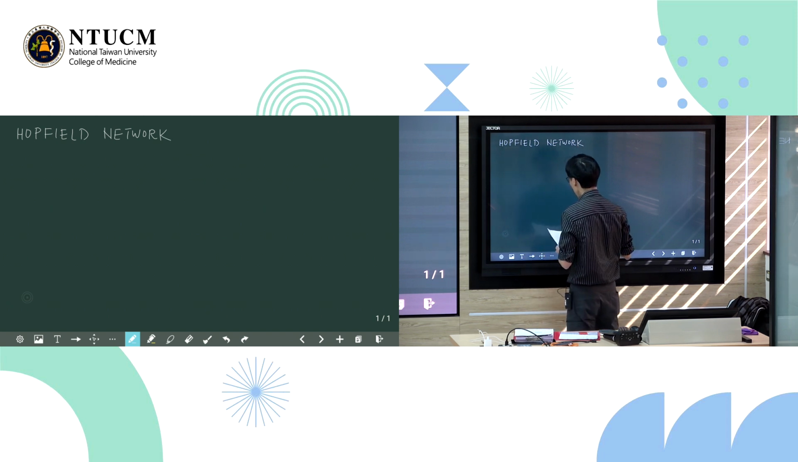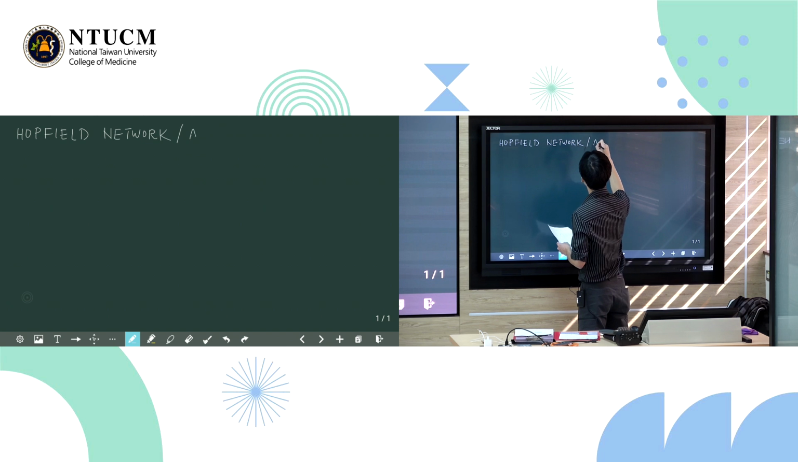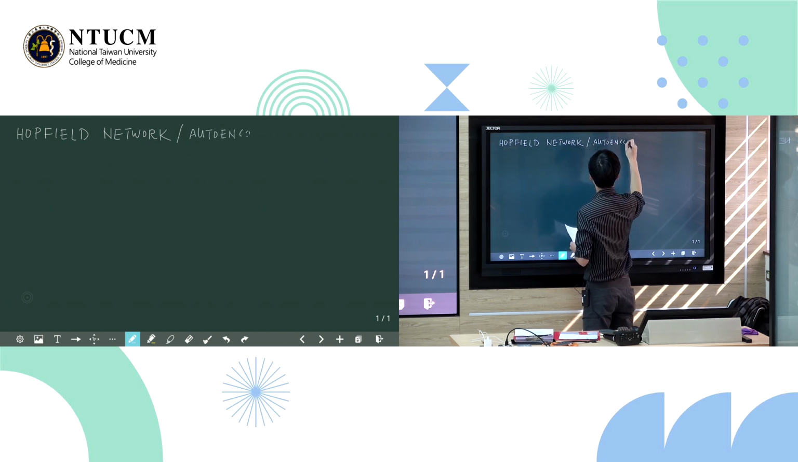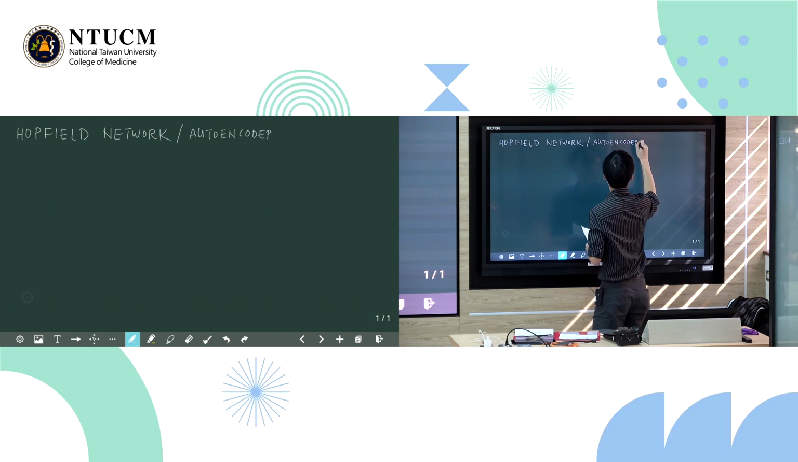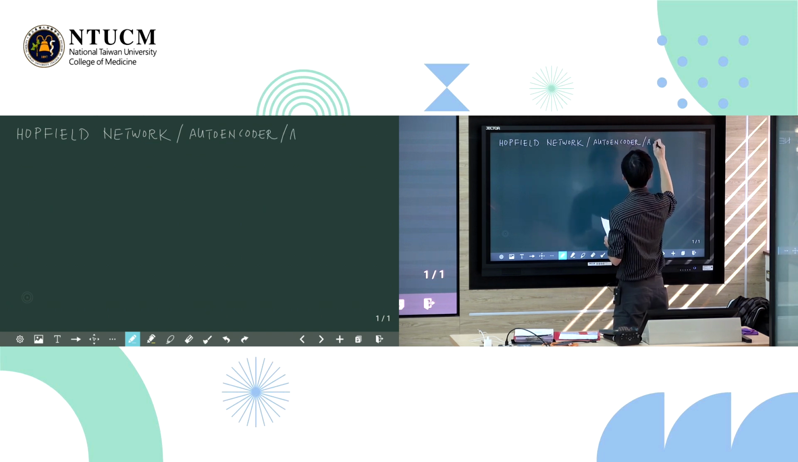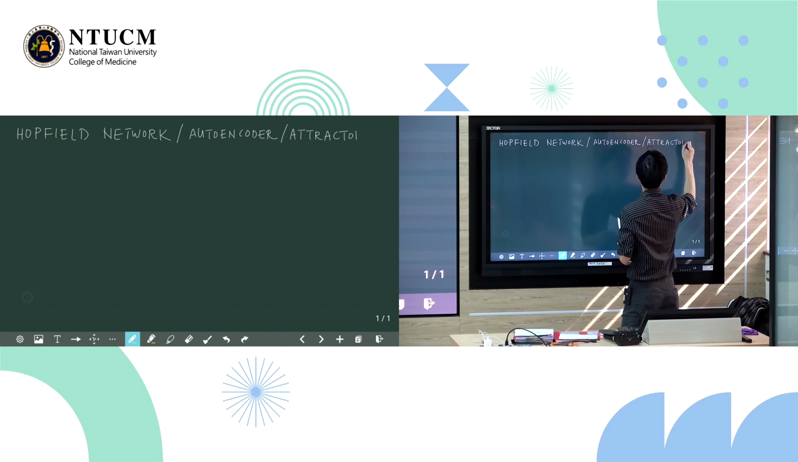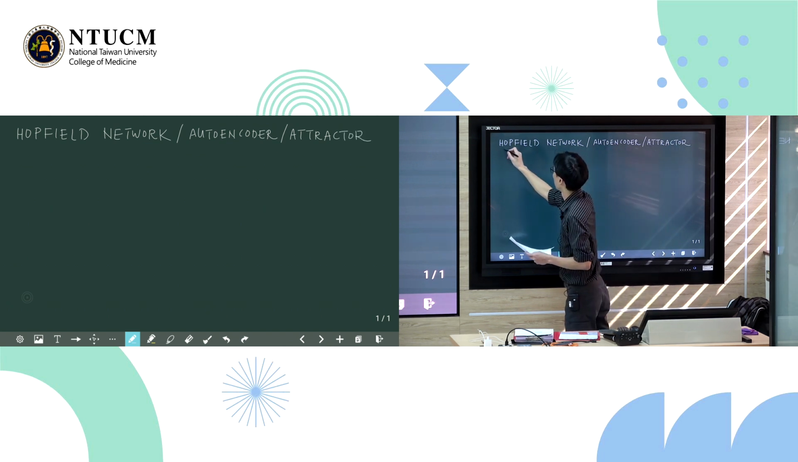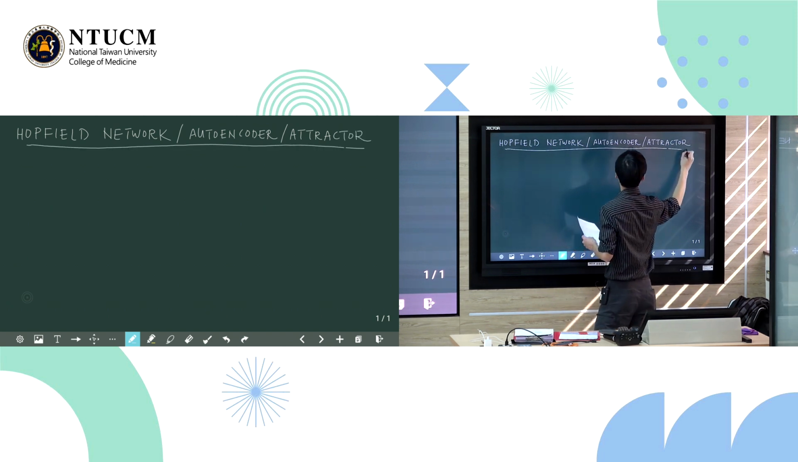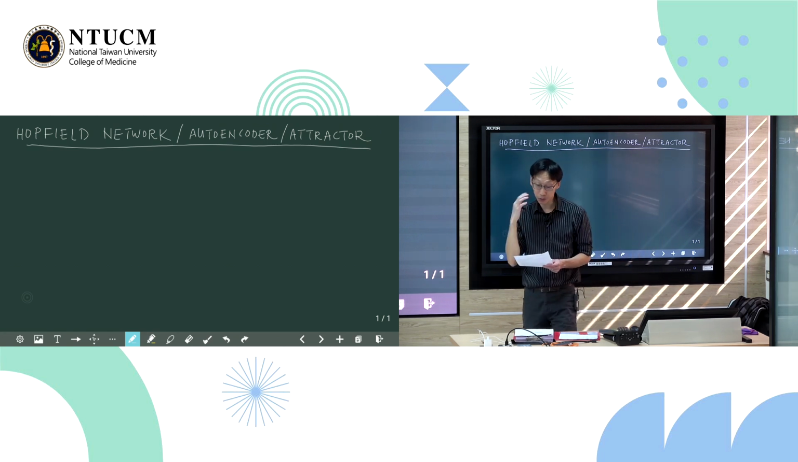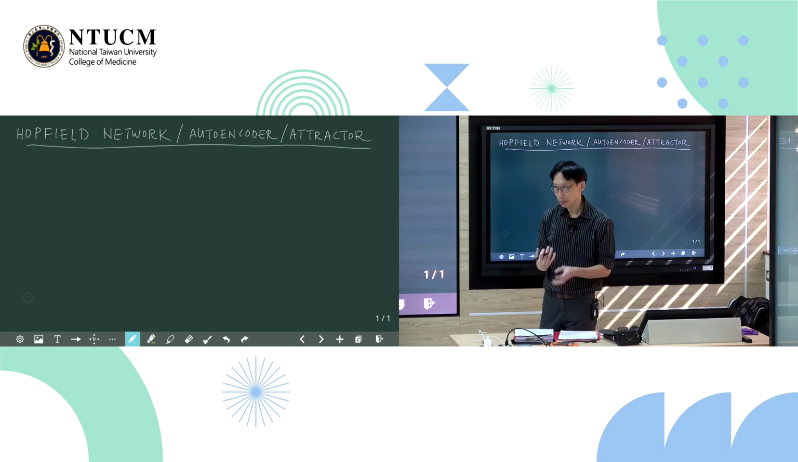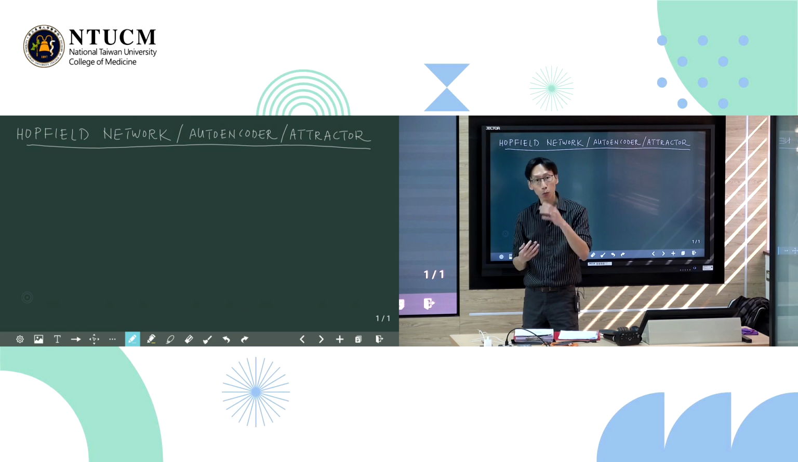And at the same time, I will say that this is also known as an autoencoder. And you will see as we go along why it is autoencoding and what that means. And also it is an attractor. And you will again see why that is the case, why these terms are all talking about similar things, if not identical things, in principle, okay? In the way that the Hopfield network works, okay?